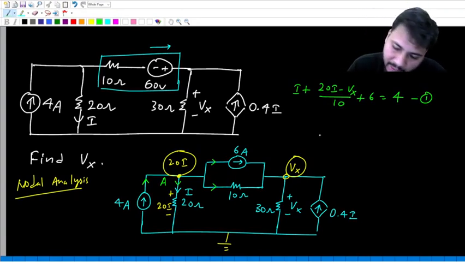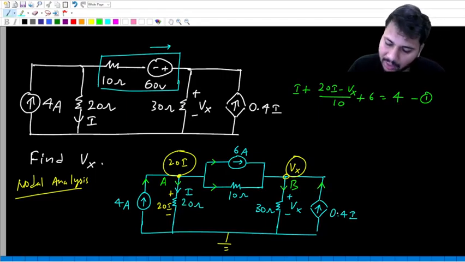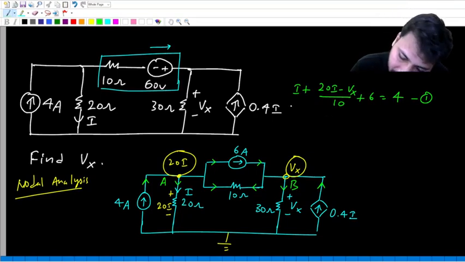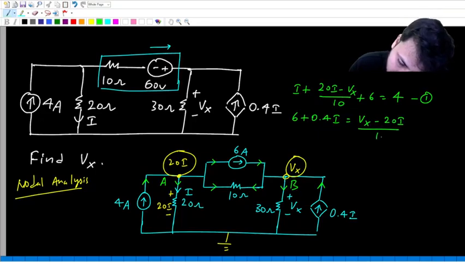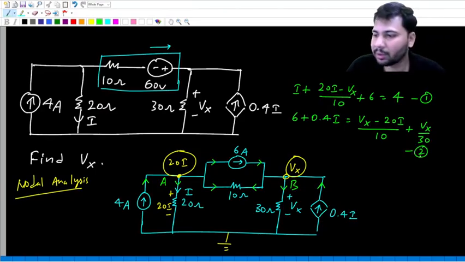Understood? And then we have to write a similar KCL equation at the other node. Let me call this node B. What is this current? Vx by 30. This current is 0.4 I. This current is 6. And this current is (Vx minus 20I) by 10. At node B, two currents are entering and two are leaving. So 6 plus 0.4 I equals (Vx minus 20I) by 10 plus Vx by 30. That's all.